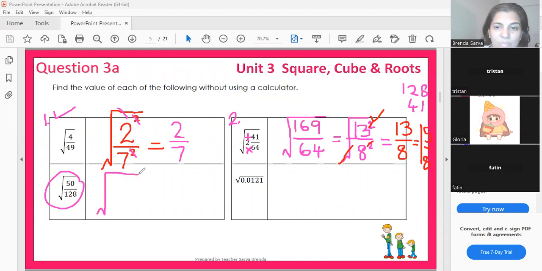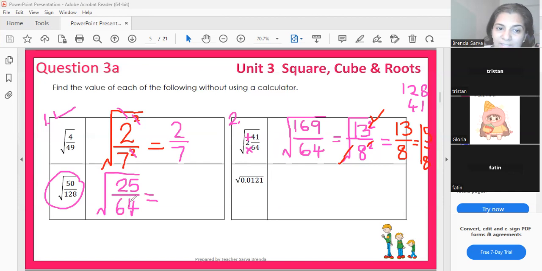First, we simplify. Simplify 50 and 128. So, what do I get? 50 divided by 2, 25. Sounds more familiar now. 128 divided by 2. 120 divided by 2 is 60. 8 divided by 2 is 4. So it's 64. A fraction can be simplified.